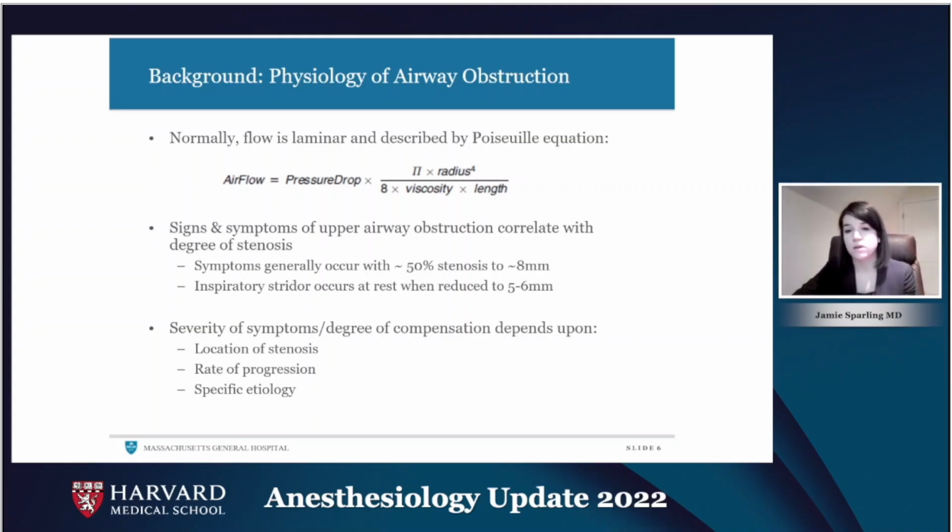As the radius decreases, airflow can be augmented by increasing the pressure gradient, that is, through increased work of breathing. Symptoms of stridor and dyspnea tend to correlate with the degree of tracheal stenosis. Generally, dyspnea occurs around 50% stenosis. Keeping in mind that the normal airway is 1.5 to 2 centimeters, this is generally around 8 millimeters or so. Stridor at rest tends to occur when the airway narrows to around 5 to 6 millimeters. The severity of symptoms and the patient's physiologic compensation depends on a number of factors, including the location of the stenosis, its etiology, and the rapidity of its development. With increasing degrees of stenosis, small additional changes due to airway edema, secretions, or airway bleeding are poorly tolerated.